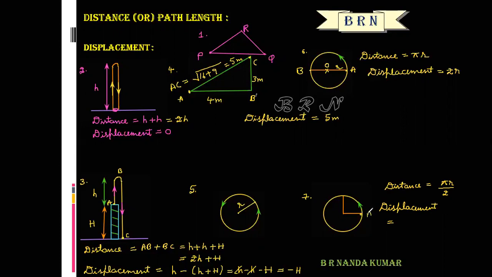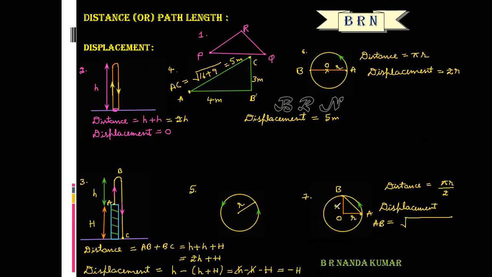So A is the initial position, and B is the final position. Here, the shortest distance between A and B is called AB. O is the center of the circular path, and r is the radius. We have to calculate the displacement, that is AB. So how do we find AB?